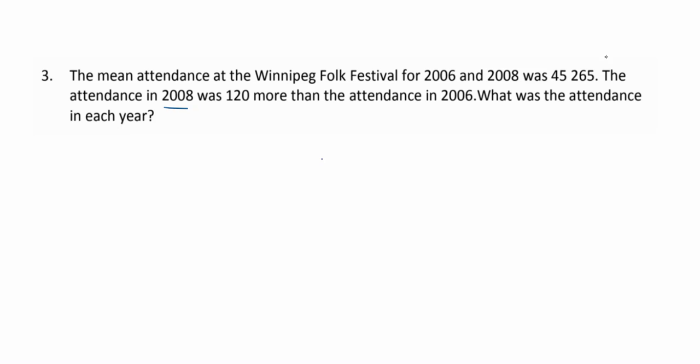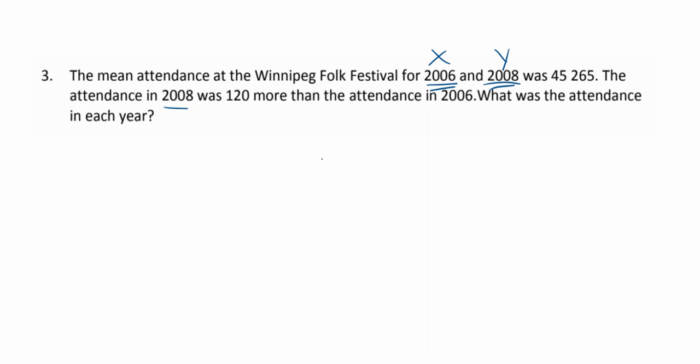All right, so let's do this first part, all right? And let's figure out what our variables are, right? Our variables here are going to be, well, the attendance in 2006. So I'm going to call that X. Okay, so that's like the number of people who came in 2006. And then I'm going to call the number of people that came in 2008 my Y.